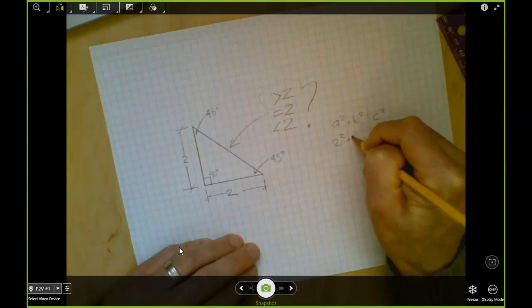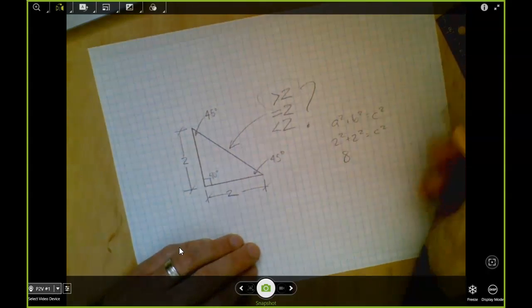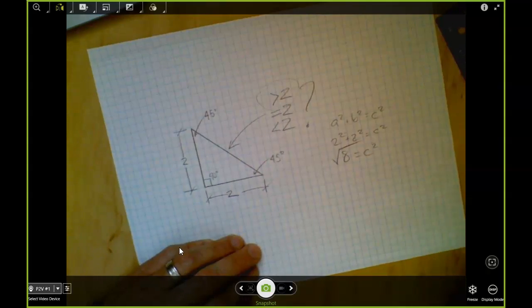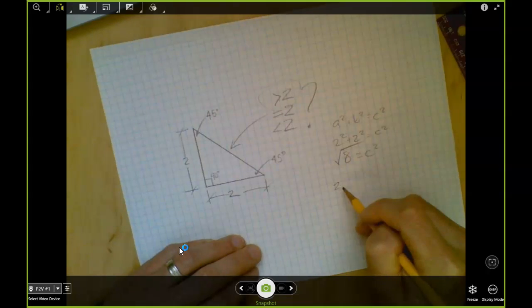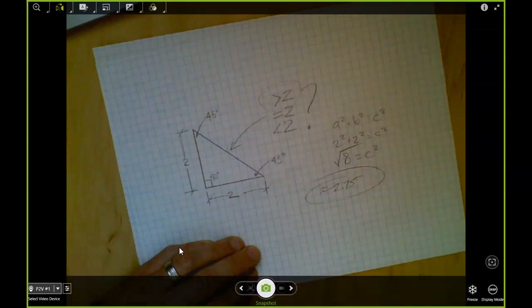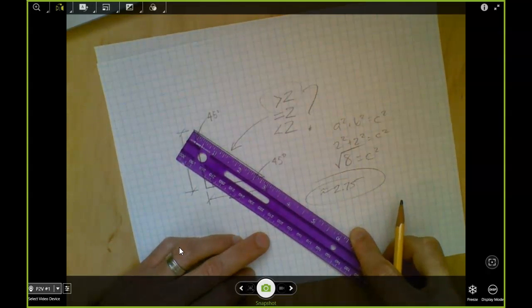2 squared plus 2 squared is equal to this. 4 plus 4 is 8, which is equal to c squared. The square root of 8, I don't know, it's roughly 2.75. Okay, which again is the length of this line here.